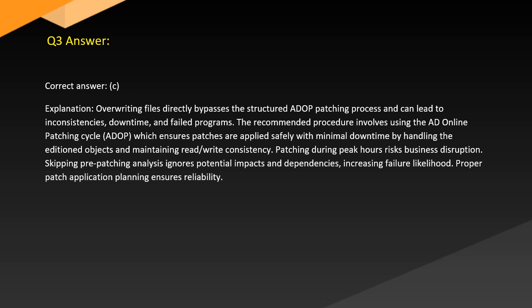Answer. Correct answer, C. Explanation. Overwriting files directly bypasses the structured adop patching process and can lead to inconsistencies, downtime, and failed programs. The recommended procedure involves using the online patching cycle with adop, which ensures patches are applied safely with minimal downtime by handling the editioned objects and maintaining redirect consistency. Patching during peak hours risks business disruption. Skipping pre-patching analysis ignores potential impacts and dependencies, increasing failure likelihood. Proper patch application planning ensures reliability.